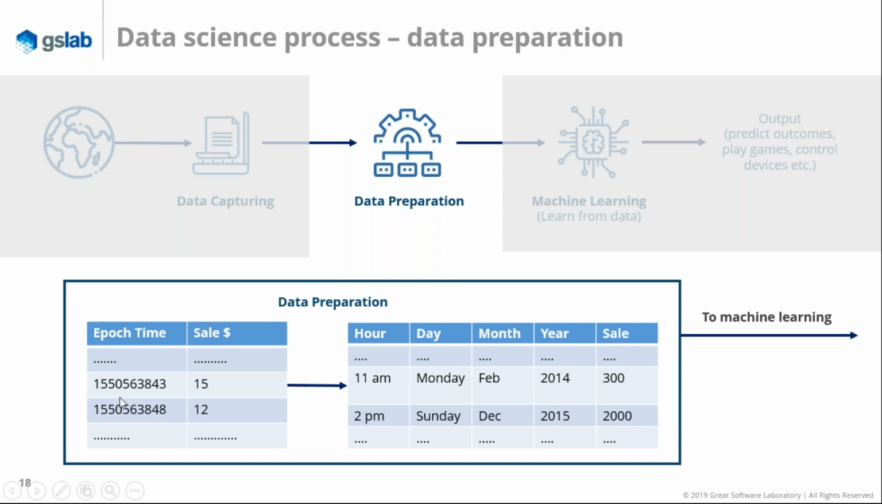So that is why, as part of the data preparation step, you may want to convert epoch time to hour, day, month, and year, and then you give this to the machine learning step along with the sale. So now the machine learning step can find the pattern and see that sale is high in December and high on Saturdays and Sundays and so on. So this is also a very important step which, if missed, can result in the models not performing well.